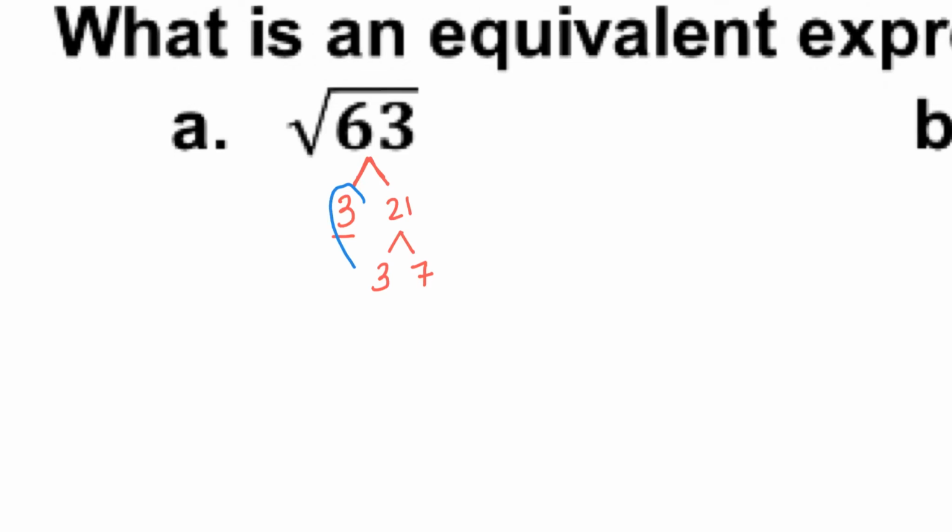I see these 2 3's. They are the exact same, so we are going to let them leave. So the 3 is going to stay on the outside of the radical, and then we're going to put the house, and then what's left over is the 7. So that 7, since it's left over, it's going to stay inside the house. So the square root of 63 is equivalent to 3 root 7.